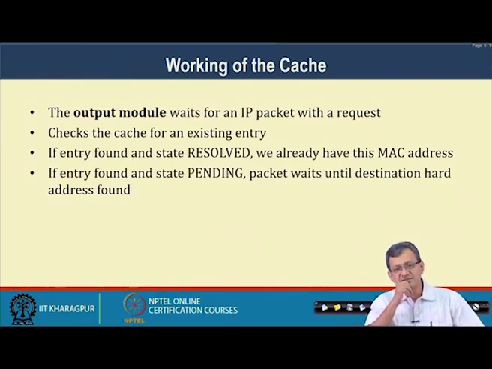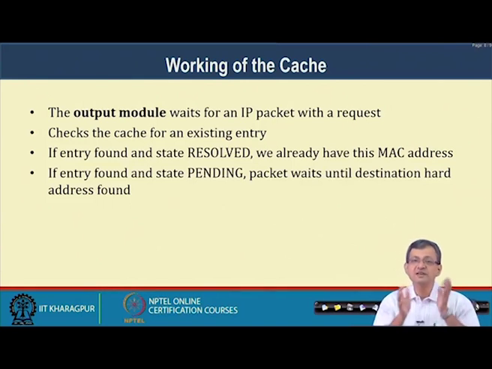So, the working of the cache is straightforward. The output module waits for an IP packet for a request and checks the cache for an existing entry. If the entry is resolved, that is, the entry state becomes R, we already have this MAC address. If the entry is found and the state is pending, the packet waits until the destination hardware address is found. So, either it is resolved or it is in a pending state.